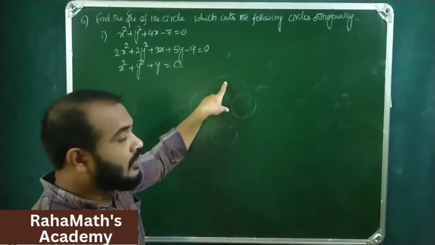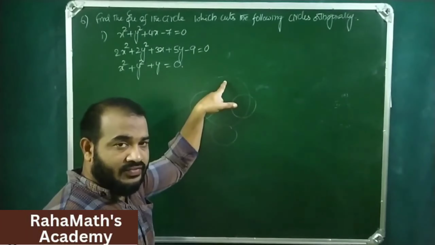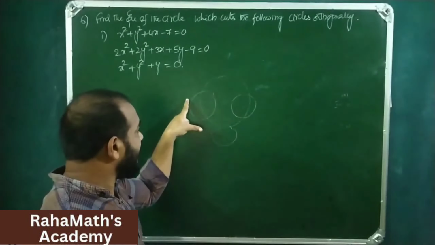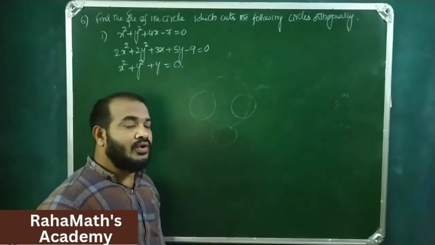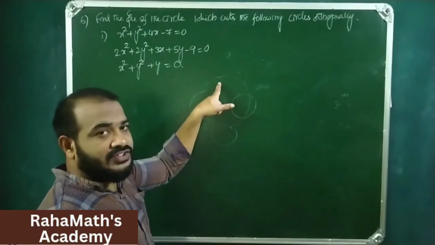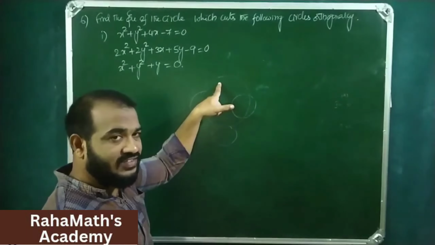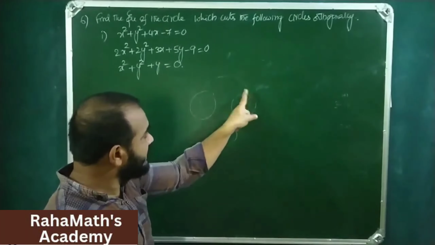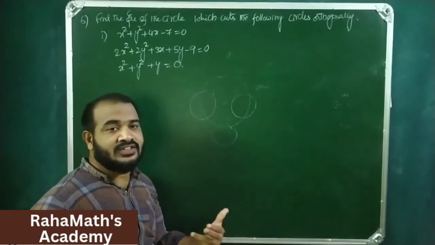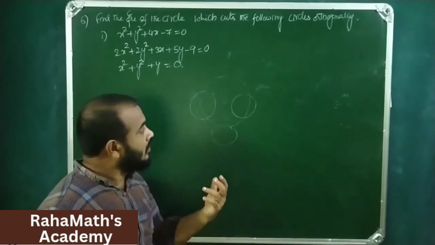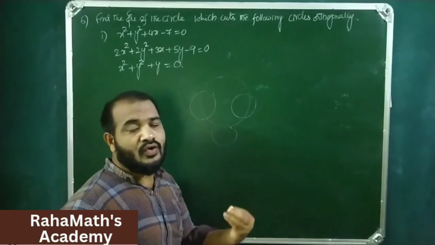Earlier, we took x square plus y square plus 2gx plus 2fy plus c equals to 0 as the general equation of the required circle. The given circles are S dash equals to 0, S double dash equals to 0, S triple dash equals to 0. We had taken the condition 2gg dash plus 2ff dash equals c plus c dash, and used it thrice for these 3 equations. Therefore, these 3 simultaneous equations were solved, and then we got the g, f, c values.